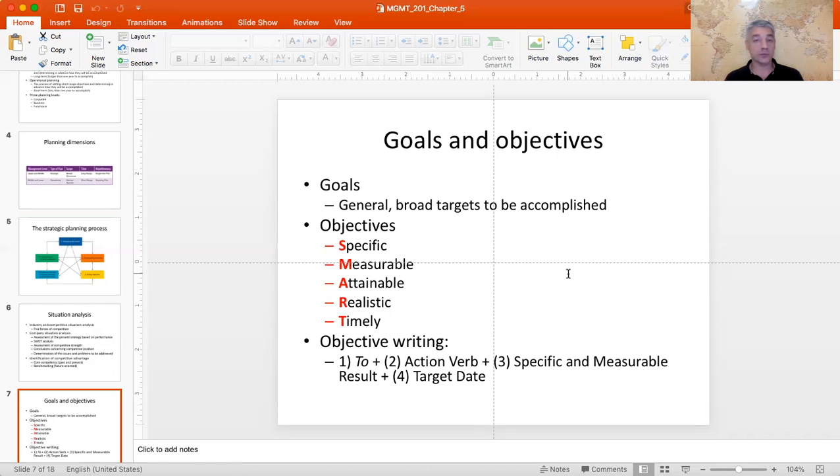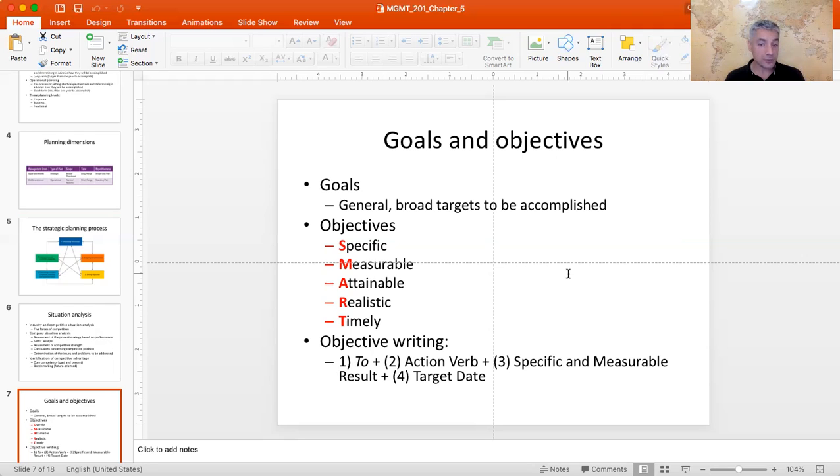And to set up proper objectives, it is a good idea to follow the SMART acronym, where S stands for specific, M for measurable, A attainable, R realistic, and T timely. So all of those, if you want your objectives to be actionable, to really drive your performance, you want to make sure that when you formulate objectives, they follow this SMART acronym.